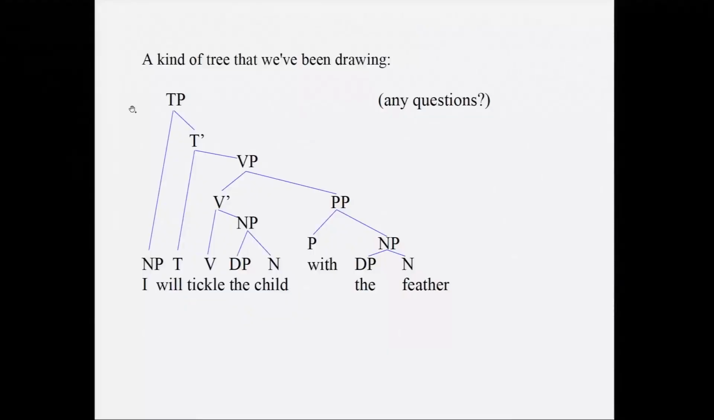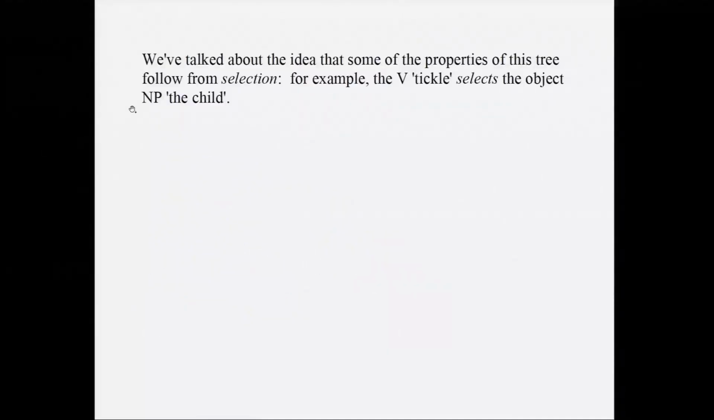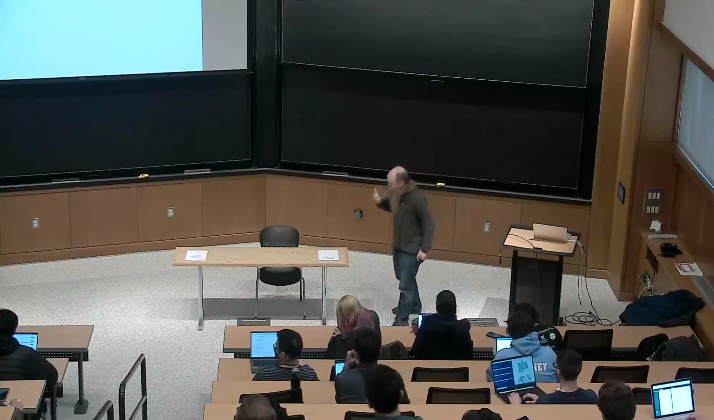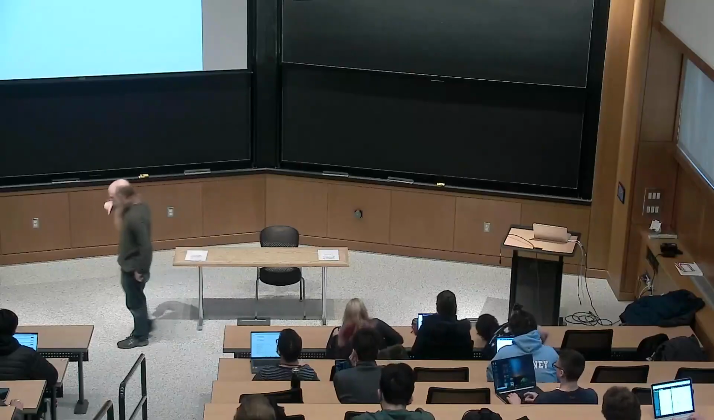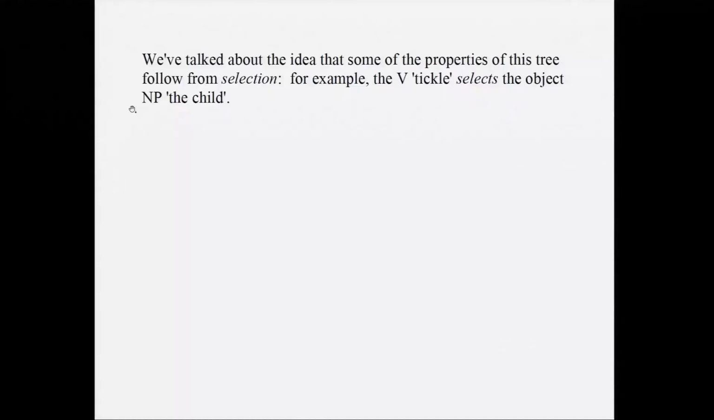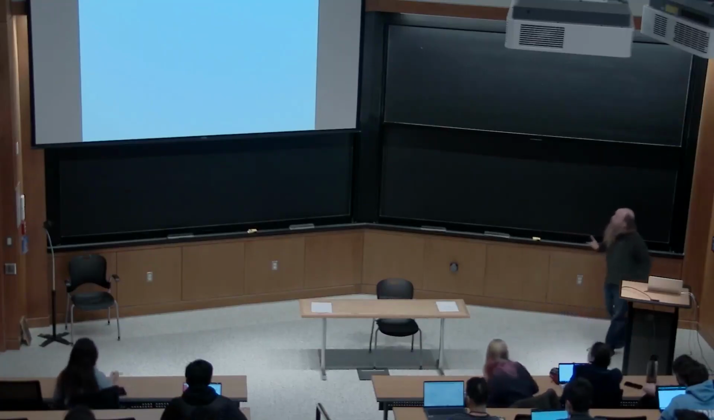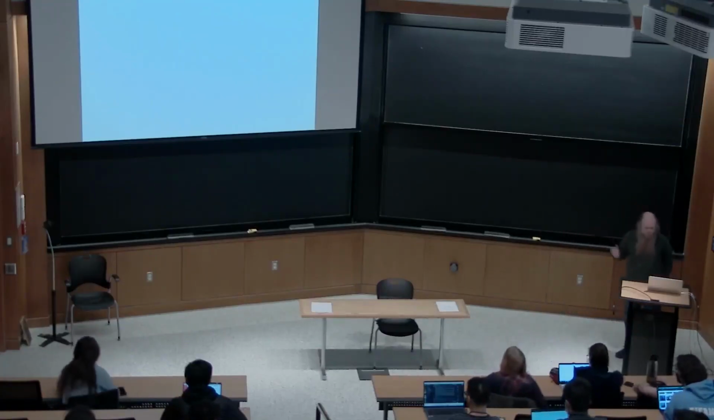Okay. So one of the things we've talked about is that some of the properties of that tree follow from selection. So we have this idea that there's a special kind of relation that can hold between heads, the smallest things in the tree, the things that just have words under them, things like the verb, and other kinds of phrases in the sentence. So we've said that the verb tickle selects the object noun phrase the child, and what we mean by that is that the relation between the verb tickle and the object the child is special in that not every verb can be followed by an object.